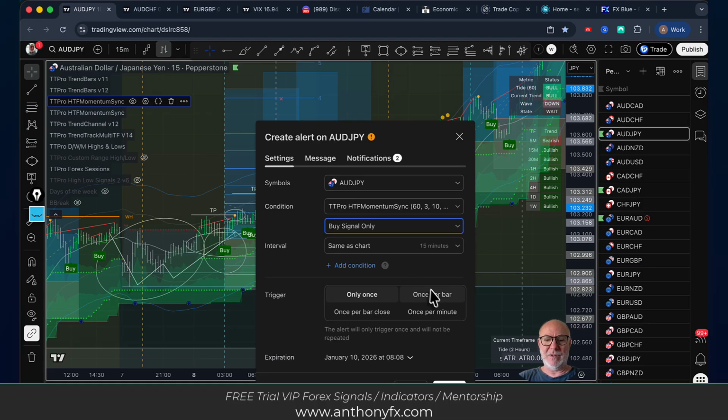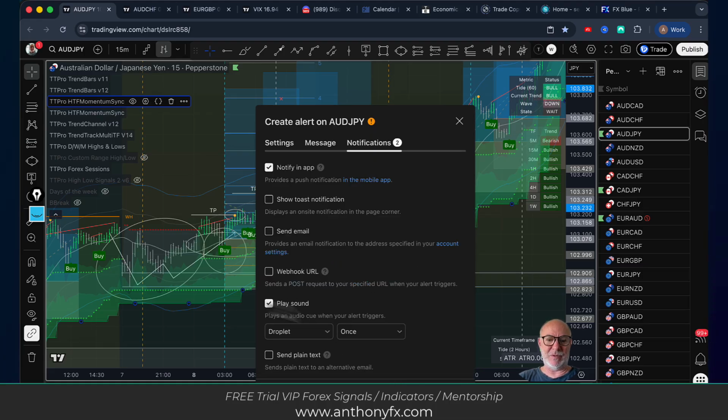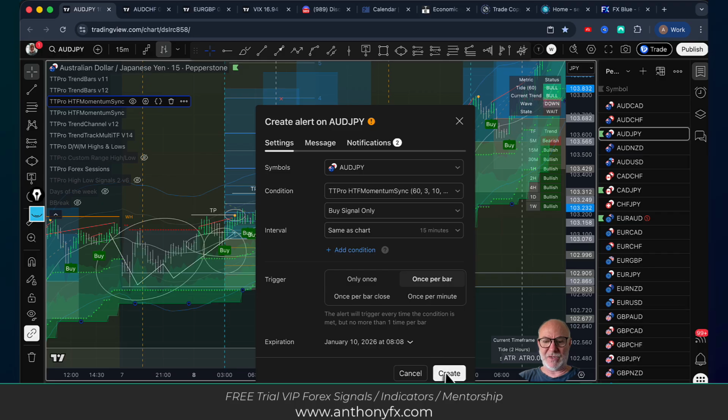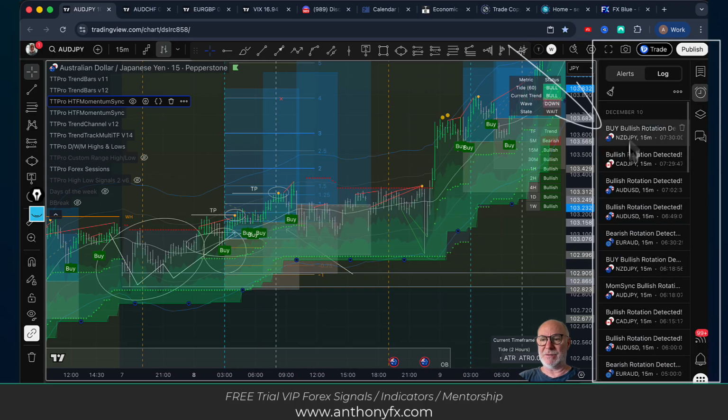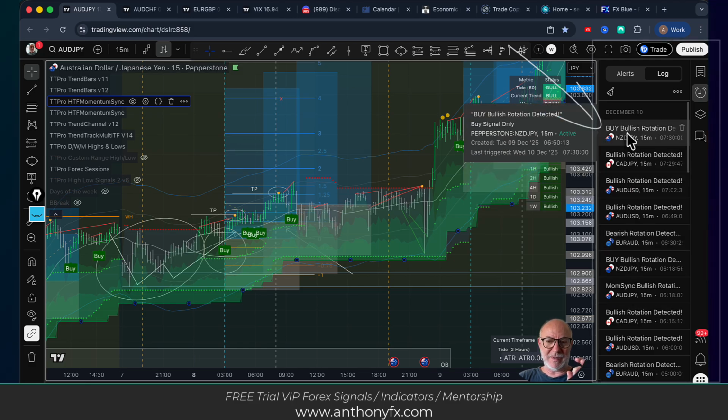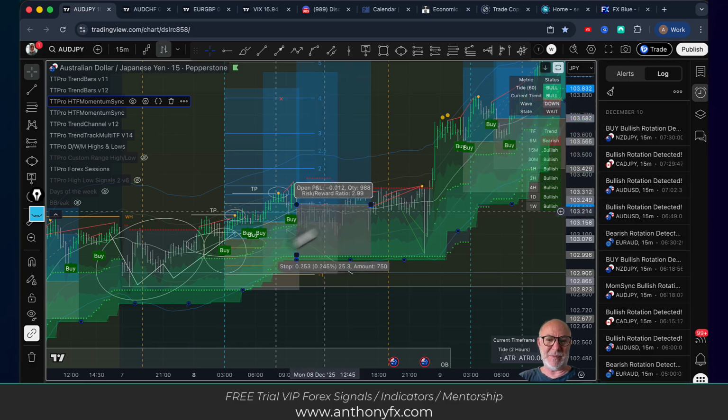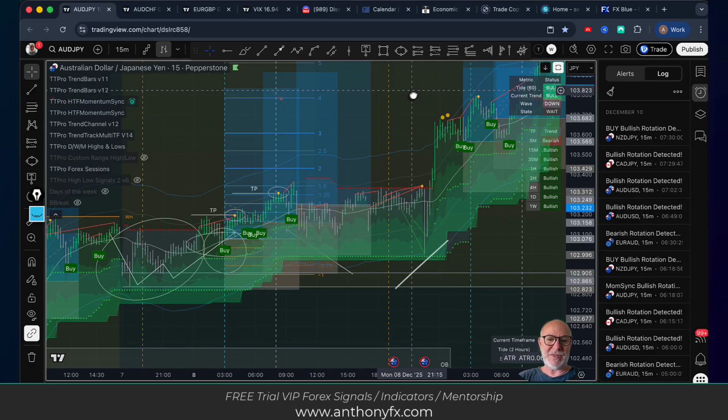Set it up once per bar. Let it make some noise down in here. Then create, and just wait. Look at all these opportunities coming in. These are all trade opportunities. When they go off, you've got to take this really seriously, guys, because that's what we're looking for. So you enter that trade.